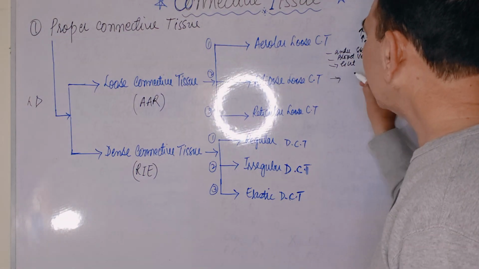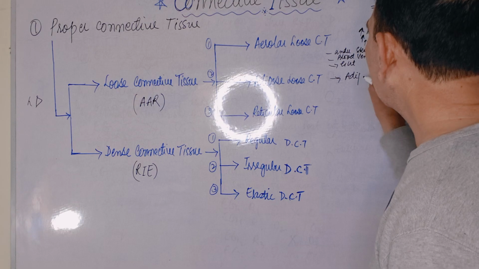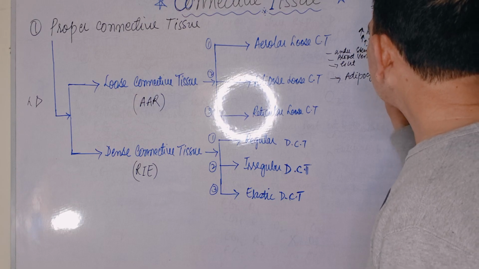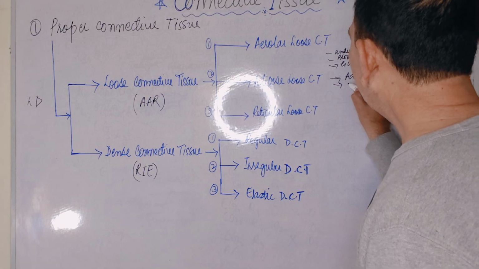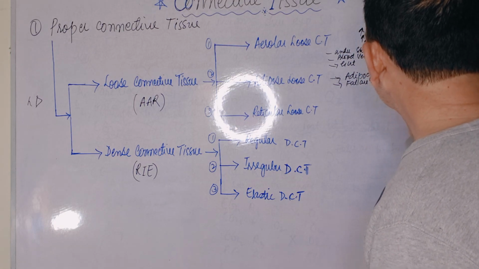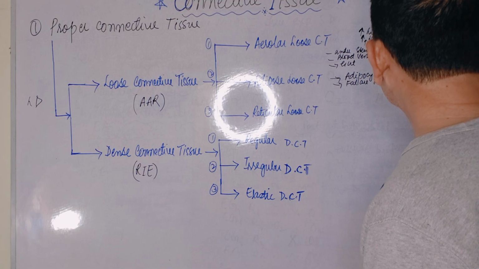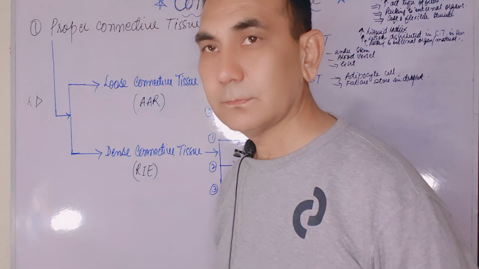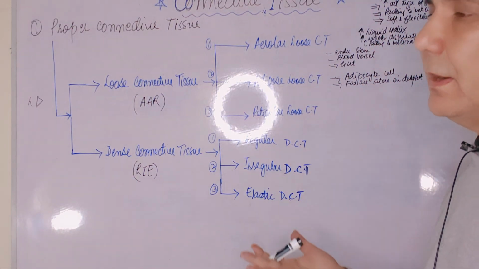The adipose connective tissue is made up of adipocyte cells. The fat is stored in droplet shape. Now, where is the adipose loose connective tissue found?